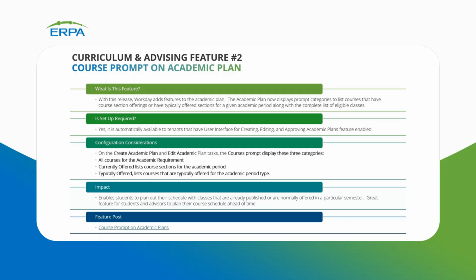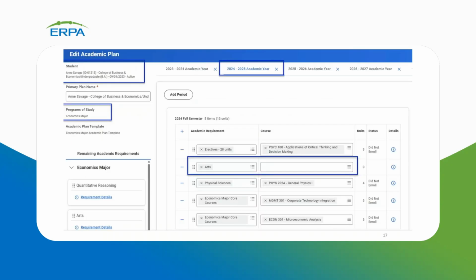Let's see what this looks like. When a student or advisor edits the academic plan on a student's account, you see the student's information and the program of study on the left. In our demo, Ann Savage is an economics major with a 9/1/2023 declare date.